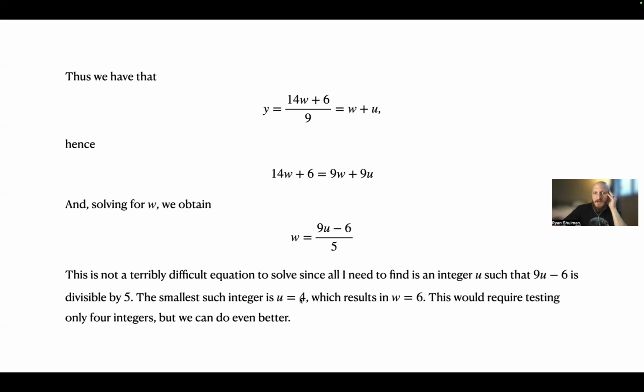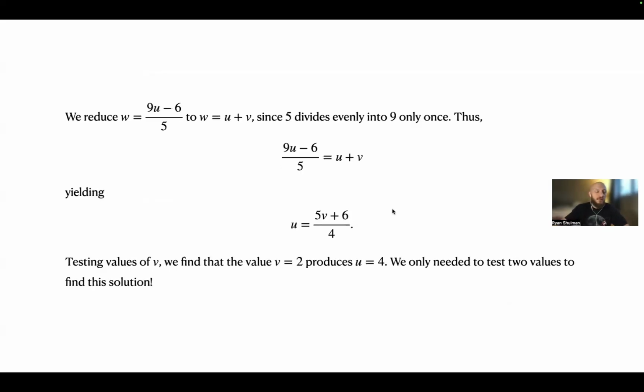So we've already found a solution to our kuttaka, but I want to demonstrate the power of it: you don't even have to test four values. If you do one more iteration, you only have to test two values. If we reduce w = (9u - 6)/5, that gets reduced to w = u + v. Then we can set these equal to each other: (9u - 6)/5 = u + v. Solving for u, u = (5v + 6)/4. And once again, this is not a terrible denominator to work with.